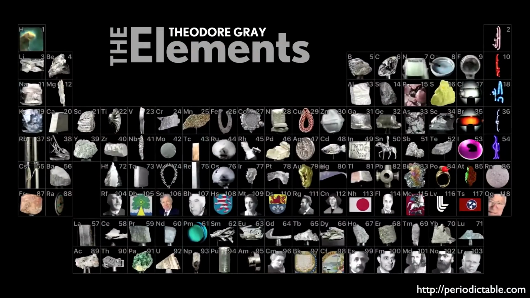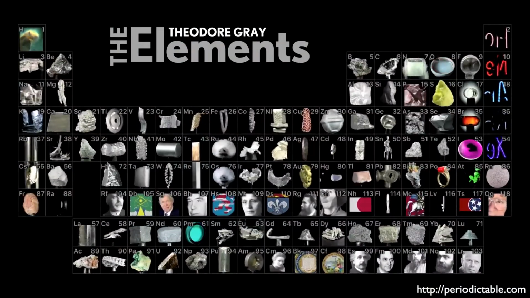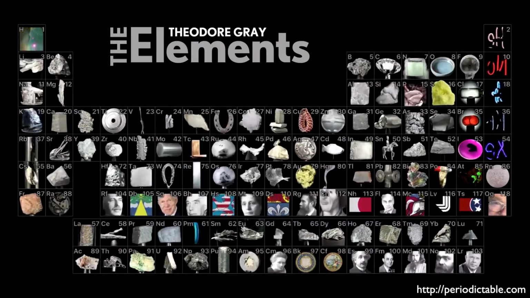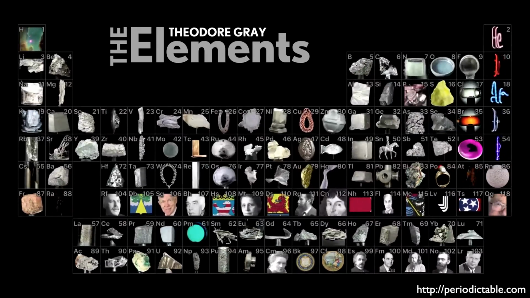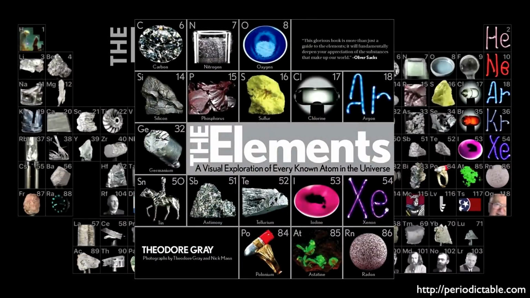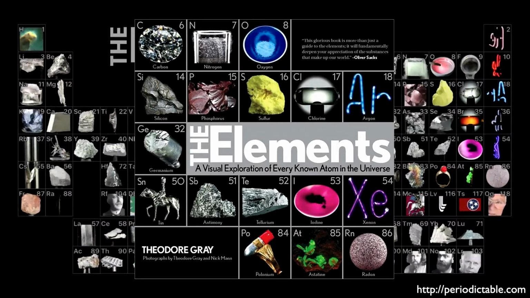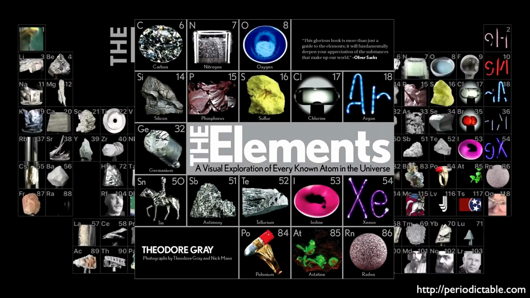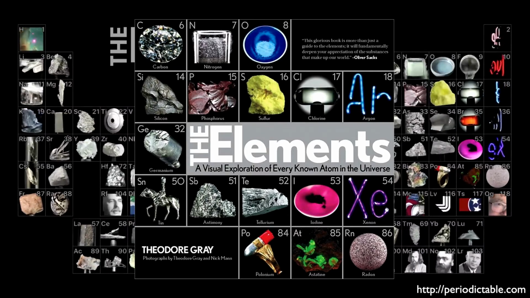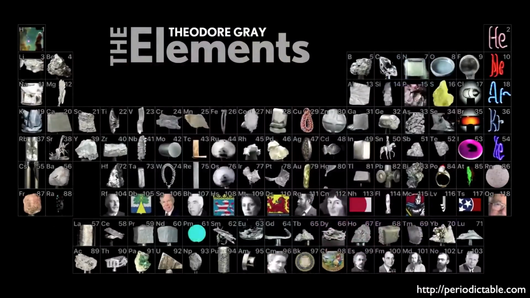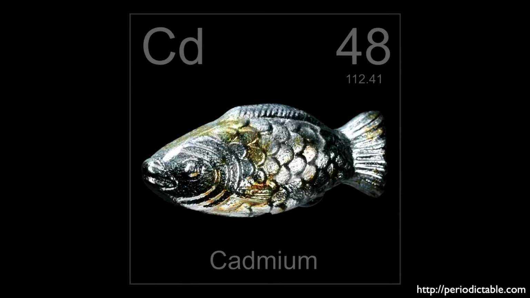Here we see the beautiful periodic table produced by Theodore Gray. Incidentally, Theo has written one of my favorite books called The Elements. You can pick it up from the online Exploratorium store if you'd like. Check out his fantastic site, periodictable.com.